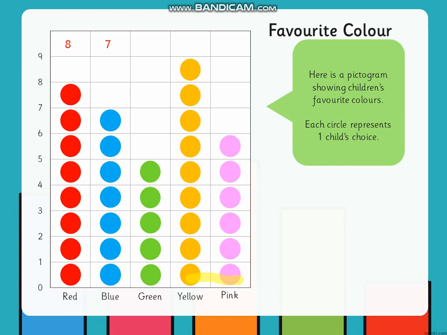Perfect. They are 5. How many chose yellow? Perfect. 9. And how many chose pink? Excellent. 6. Now let's read our questions and start answering them.